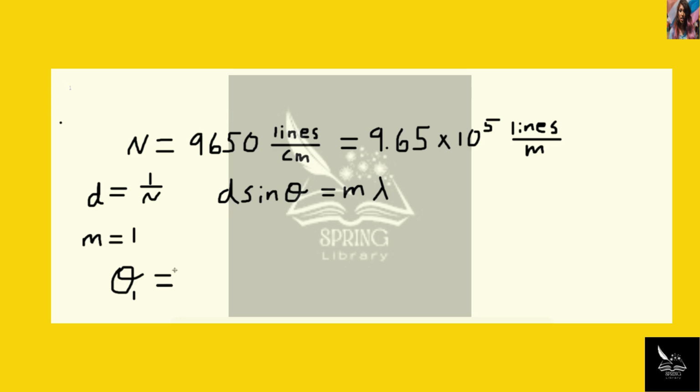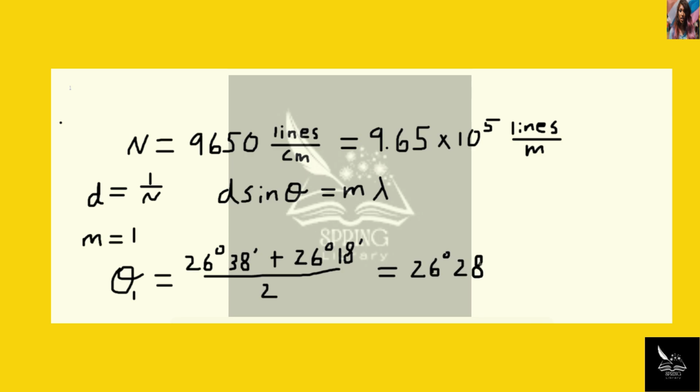And the two values that we're given are 26.38 degrees, plus 26.18 here. We're finding the average, so this is going to be divided by 2. And we get an angle here equal to 26.28. Okay, so you say 26 degrees and 28 arc minutes here.